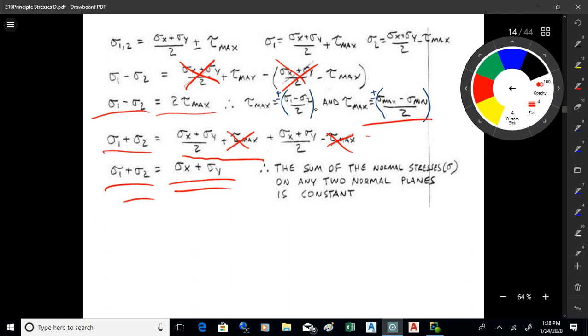Okay? So those are just some shortcut formulas. And they're on your formula sheet too. You've got equation 30 and equation 31. So those are little shortcuts that you can use sometimes if you want to find something in a hurry, okay?